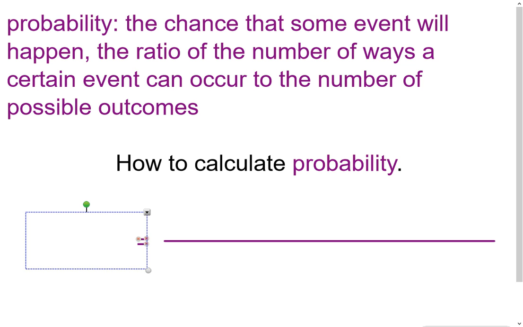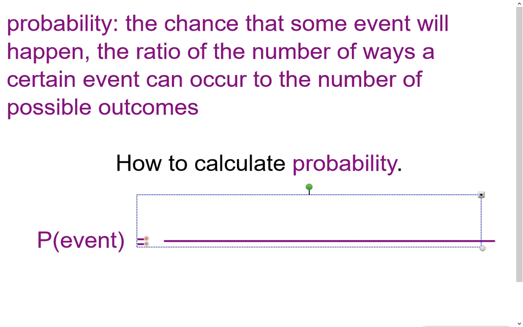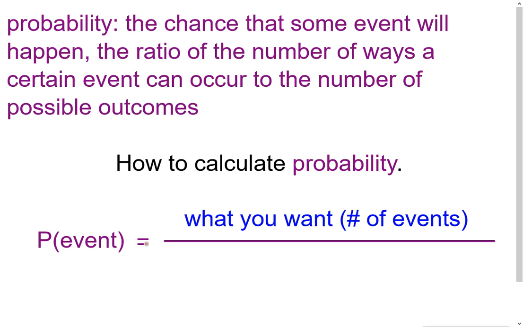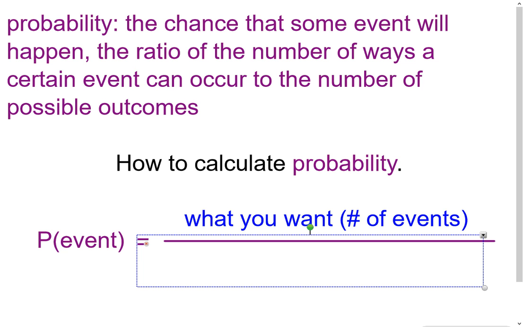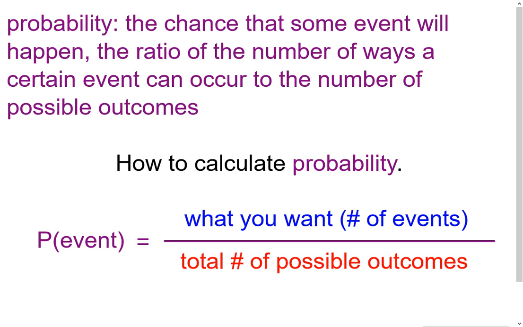So here is my probability. What we like to do is use a capital P, and then in parentheses we list whatever that thing is that we're calculating the probability for. And then how we calculate that probability, we look at what you want, so the probability of whatever event happening, how many of those things, we're going to put that in the numerator, and then in the denominator is going to be the total number of possible outcomes, like we talked about earlier.